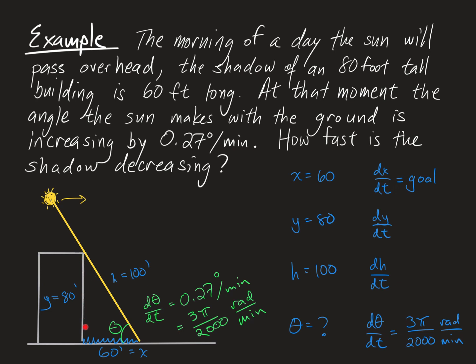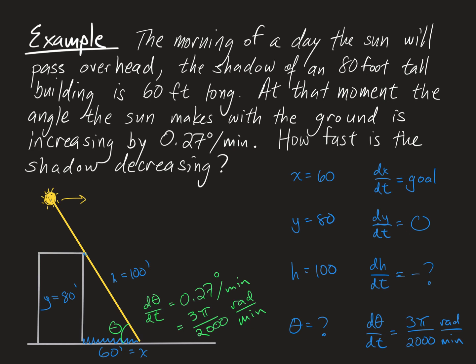But what doesn't change is the height of the building. So when we come here for dy dt, we know that will be 0 because the height of the building does not change. But since the ray of sunlight here will change distances over time, we can say that it's going to be negative, but we have no idea what that rate is.